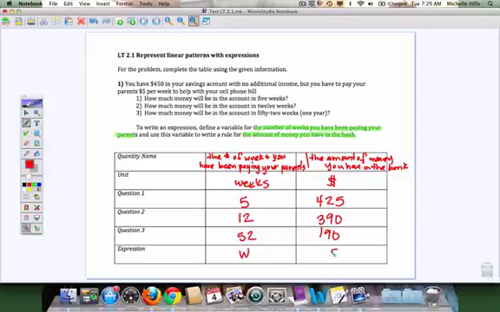I took the $5 per week times the number of weeks to see how much money I'd actually paid them. And then I subtracted that amount from the $450 I started with to see how much was left.